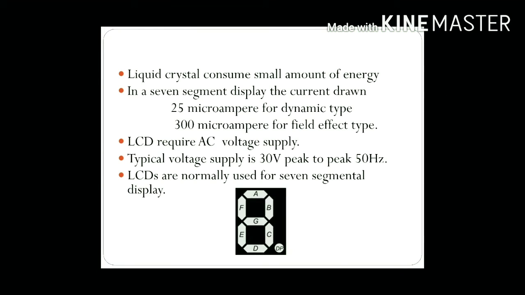Liquid crystal consumes small amount of energy. In a 7-segment display, the current drawn is 25 microampere for dynamic type and 300 microampere for field effect type. LCD requires AC voltage supply. Typical voltage supply is 30 volt with 50 Hz frequency. LCDs are normally used for 7-segment display.